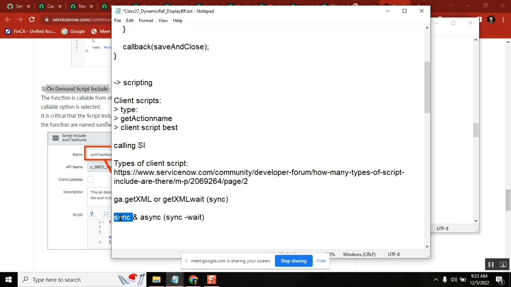Let's consider two actions. Synchronously means it will wait for the other action to be completed. Asynchronously means it won't wait. The system will take that action as a separate scheduler and then run. Clear?